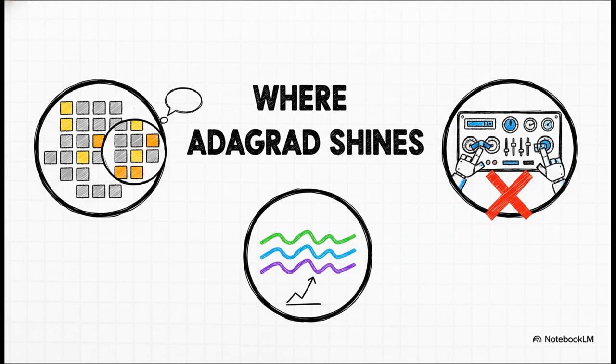It is fantastic for what we call sparse data. Think about text analysis, right? In a giant vocabulary, most words don't actually appear in any given sentence. Adagrad makes sure those rare, but maybe really important words get a bigger update so they can make an impact. Plus, and this is a big one, it pretty much gets rid of that painful, frustrating job of manually tweaking the learning rate for hours.